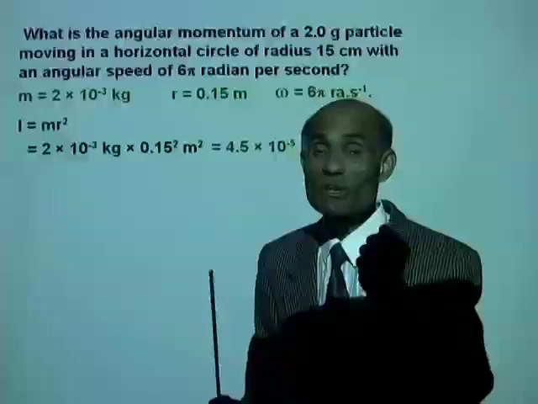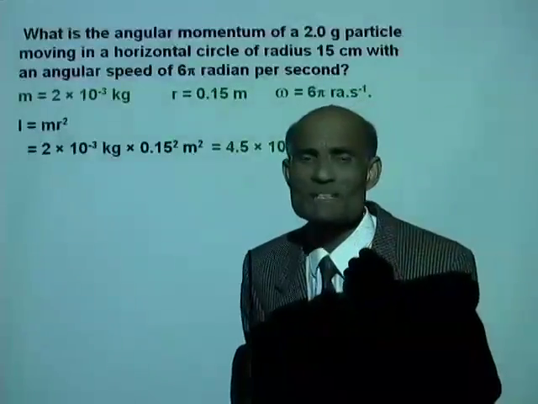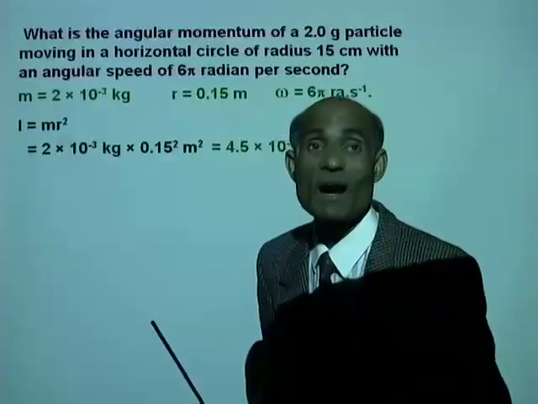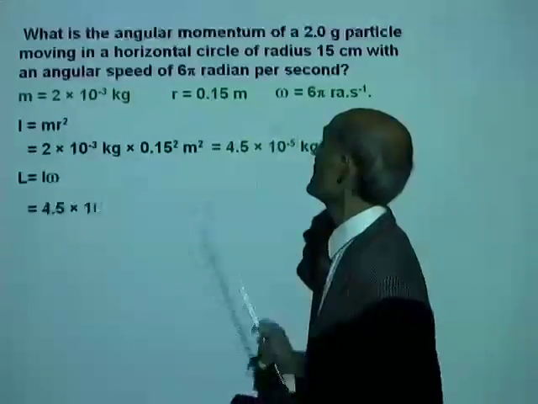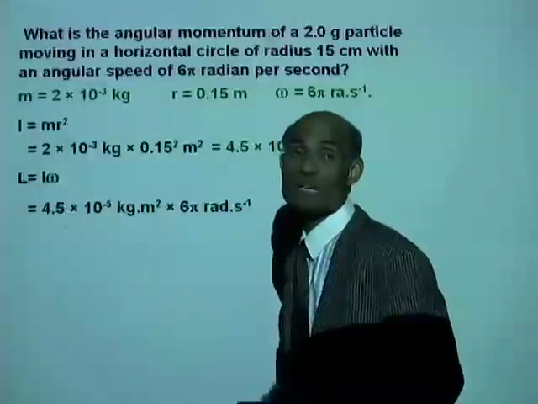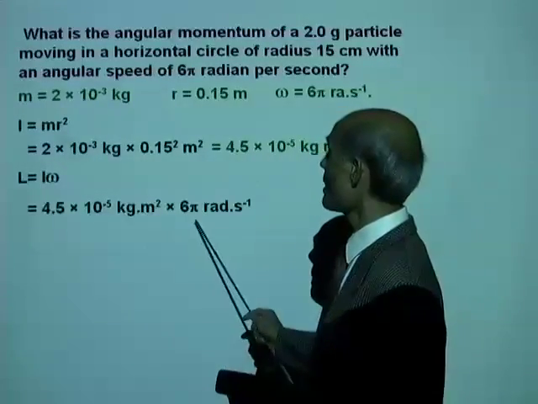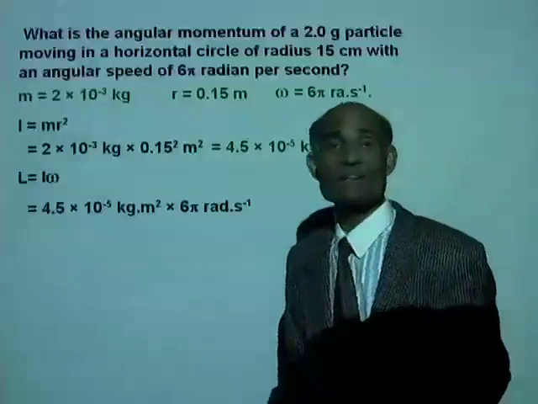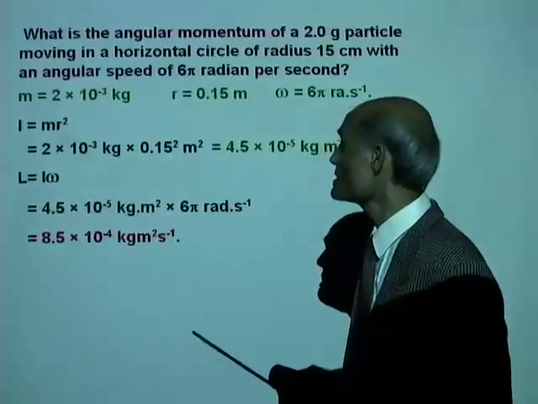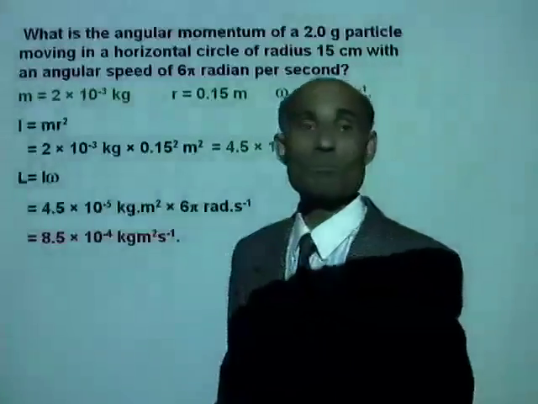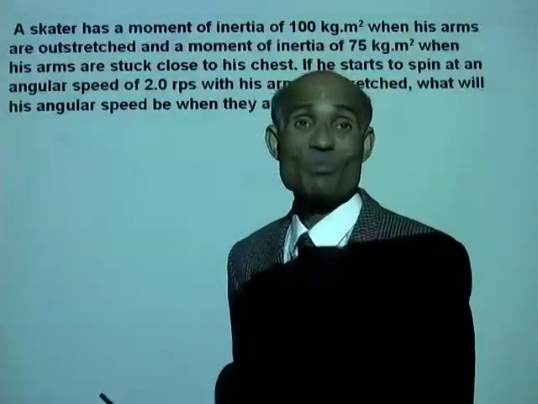Well, if you know the moment of inertia and the angular velocity, can you calculate the angular momentum? L equal to I omega. And we just calculated I, we know omega, therefore angular momentum is 4.5 times 10 to the negative 5 kilogram meter squared times 6 pi radian per second. And that is 8.5 times 10 to the negative 4 kilogram meter squared per second. Let's do one more problem.